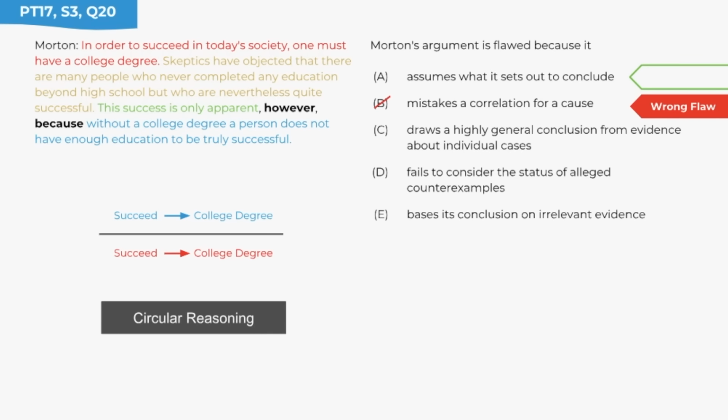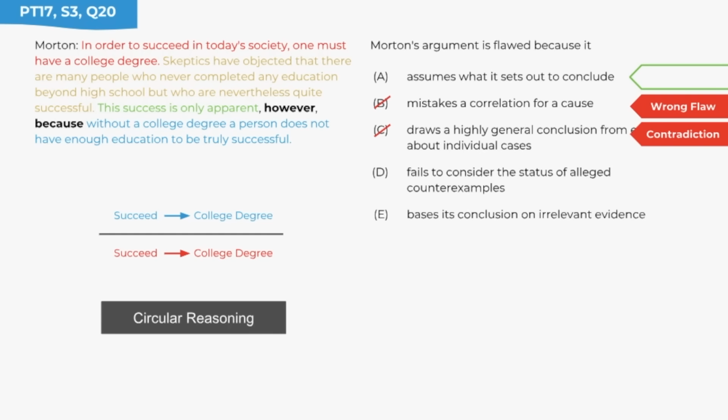Answer choice C says that it draws a highly general conclusion from evidence about individual cases. Again, this is a flaw on the LSAT. You're not allowed to generalize from a few example cases. This is very much like stereotyping. But just because it's true of some individuals doesn't necessarily mean it's true of all individuals. Generalizations are generally not valid on the LSAT. So this is describing a flaw, but not one in the argument. This is wrong flaw.